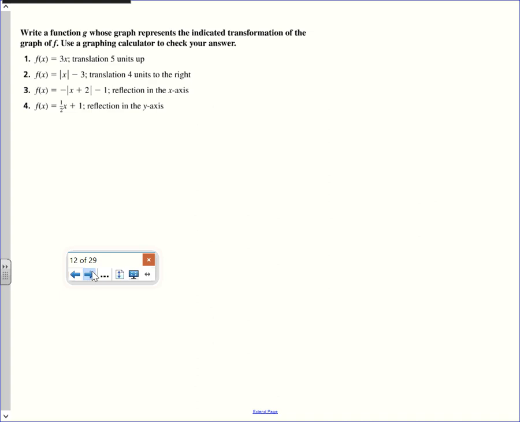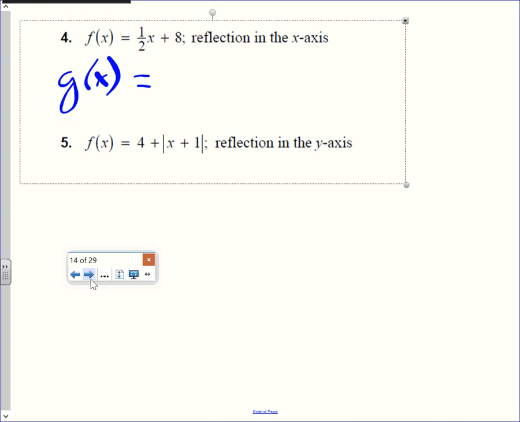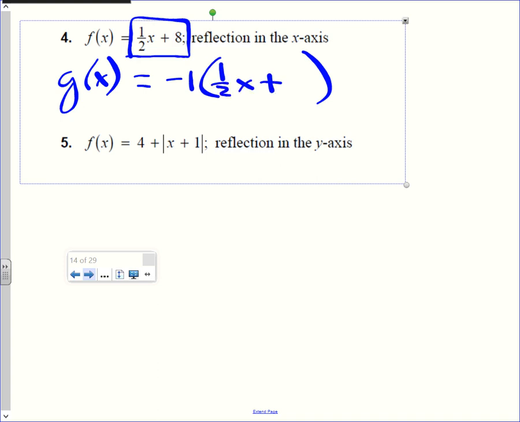So let's go back over here. If I'm going to multiply the whole output by -1, the whole output, remember, look at 1/2 x plus 8. So I'll take a -1 and multiply it by the whole output, 1/2 x plus 8. I have to multiply the whole output by a -1.